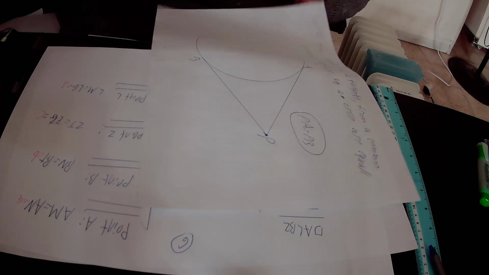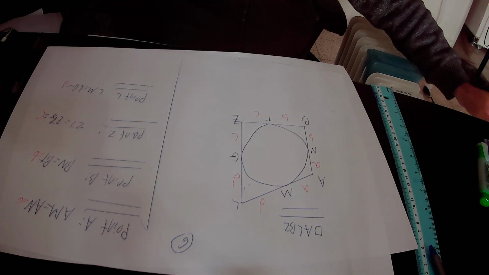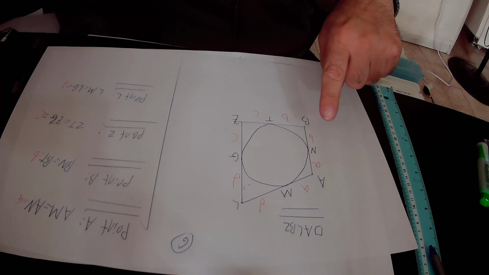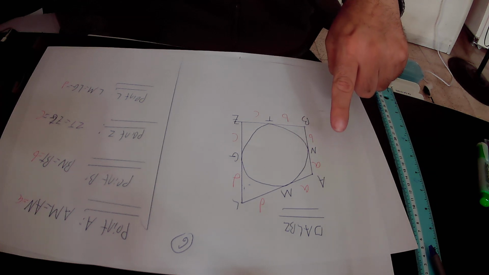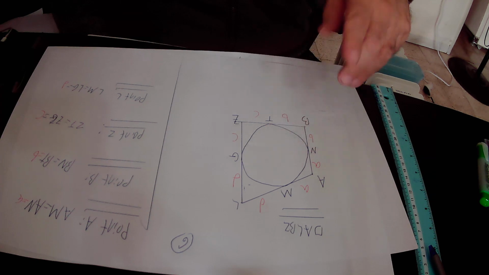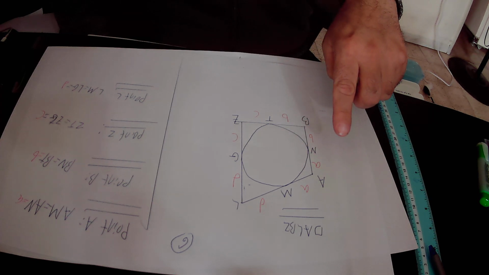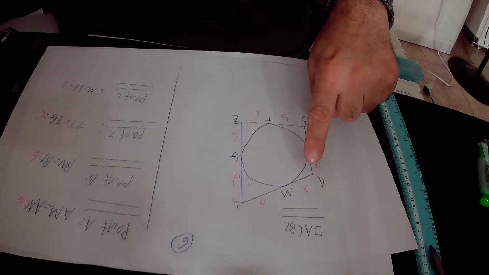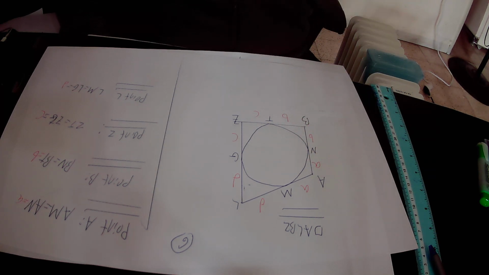We can implement rule number 2 in our drawing. We have the common external point, point A. From the common external point, point A, we have two tangents to the circle, tangent AN and tangent AM. And according to rule number 2, they are equal to each other. That is to say, AN equals AM. So if AM is a, then AN must also be equal to a.